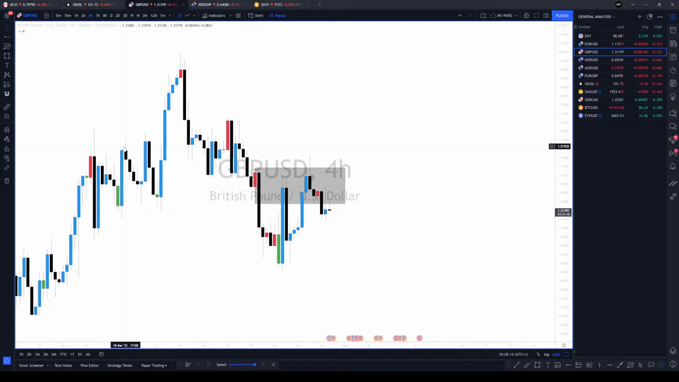You're not looking beyond, because when you start looking beyond, that's where you need to know the bias. But you're not looking at bias, you're just looking to trade the order block itself.